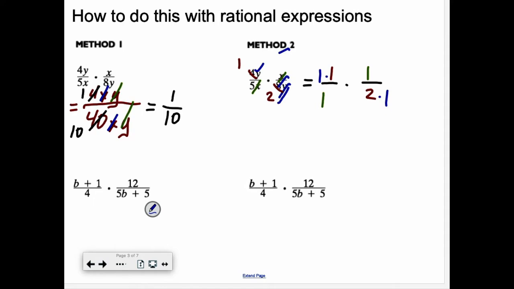And then I still just have my 5 hanging around, so my 5 goes down here. I just multiply across now. My numerator is 1 times 1 times 1, that's easy. My denominator is 1 times 5 times 2 times 1, so that's just 5 times 2, so 10.